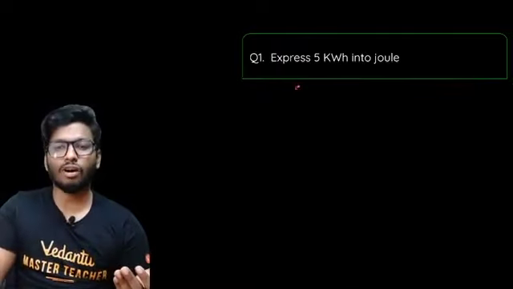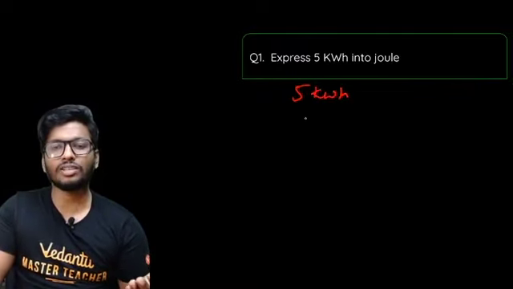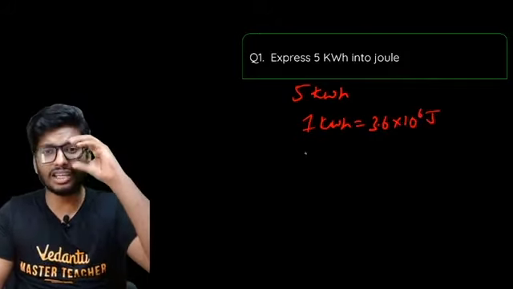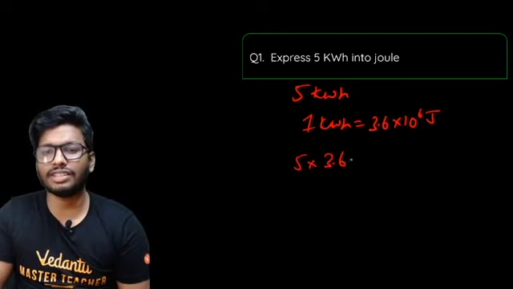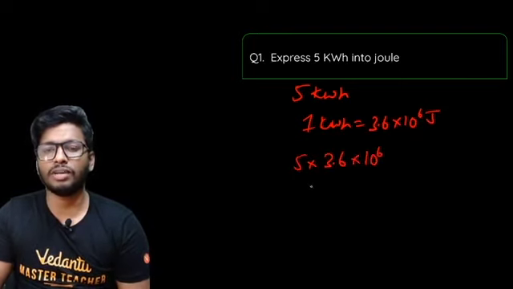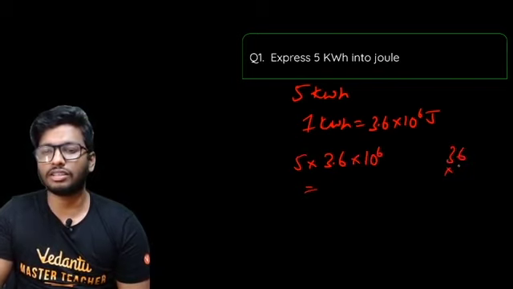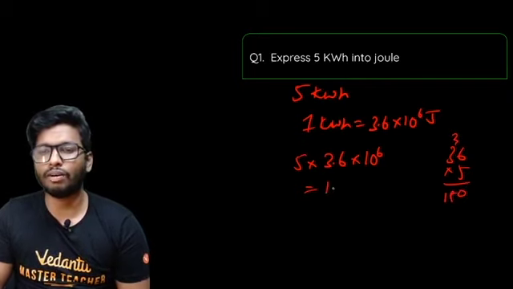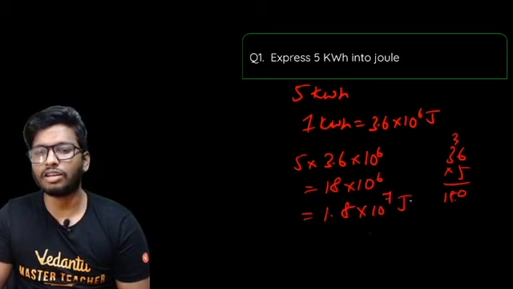So 5 kilowatt hour. What is 1 kilowatt hour? 1 kilowatt hour is equal to 3.6 into 10 to the power of 6 joules. So multiply that. 5 into 3.6 into 10 to the power of 6 is how much? So I'll just take it as 36 into 5, which is 18. So you get it as 18 into 10 to the power of 6. So you can take it as 1.8 into 10 to the power of 7 joules.